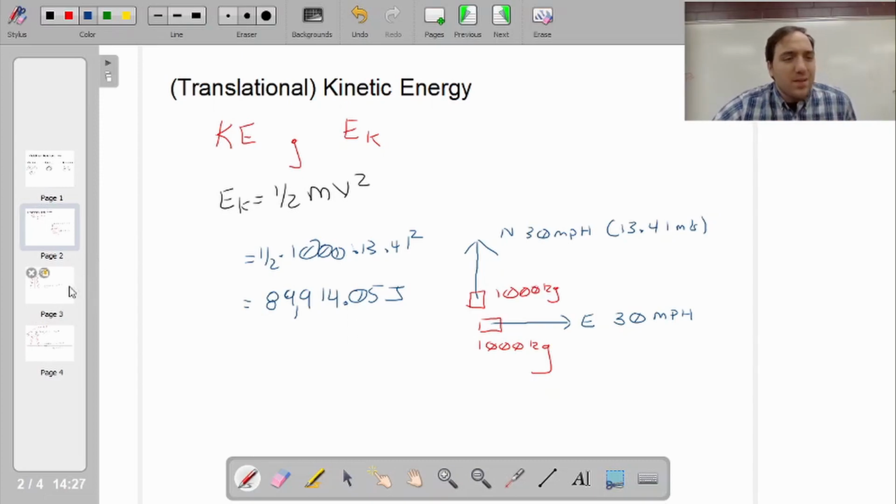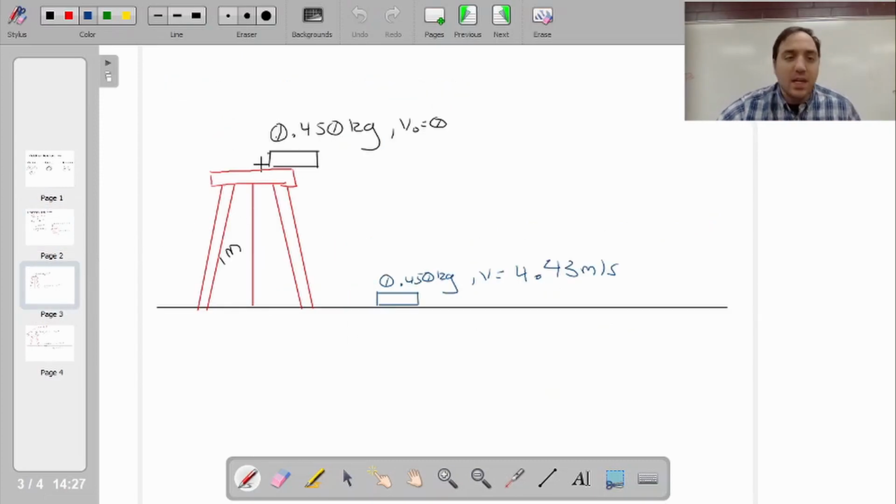So let's take a look at an example. Here we've got a book sitting on a stool. The stool is 1 meter high. If we use our kinematics equations, we find that right before it hits the ground, the instant before, it's going 4.43 meters per second. Go ahead and calculate the kinetic energy of the book at each of these points, the black and blue. If you want, you can also do the gravitational potential energy for some comparison. Go ahead, give it a try, check back when you're done.